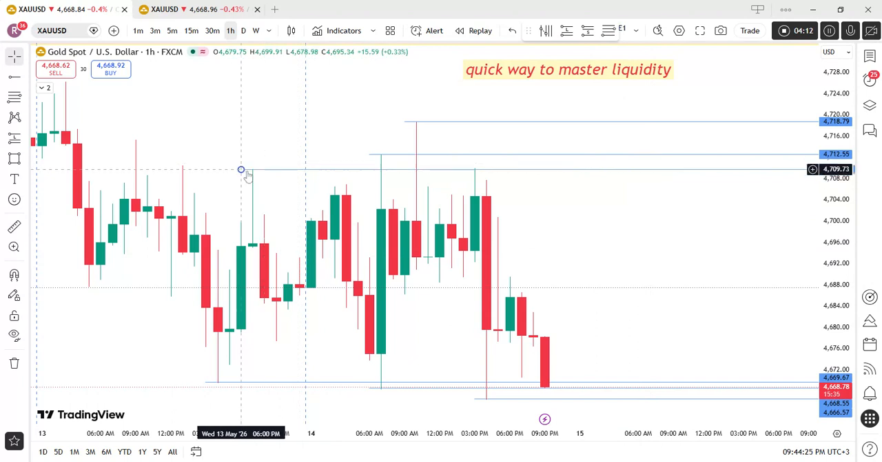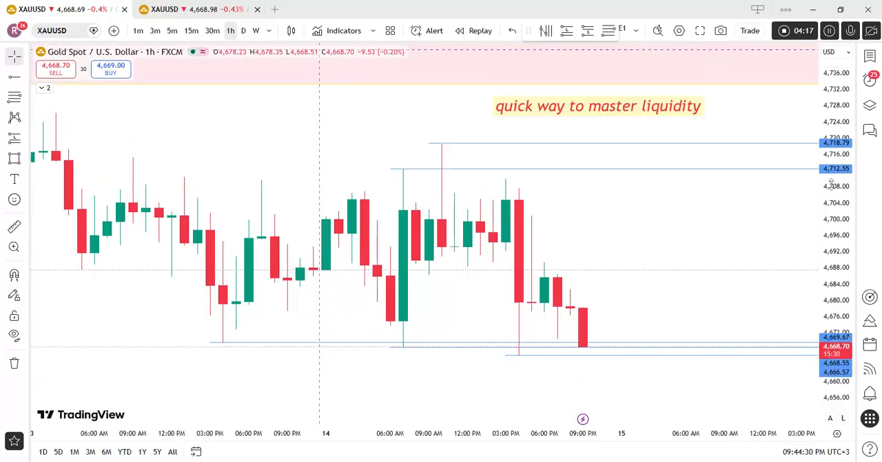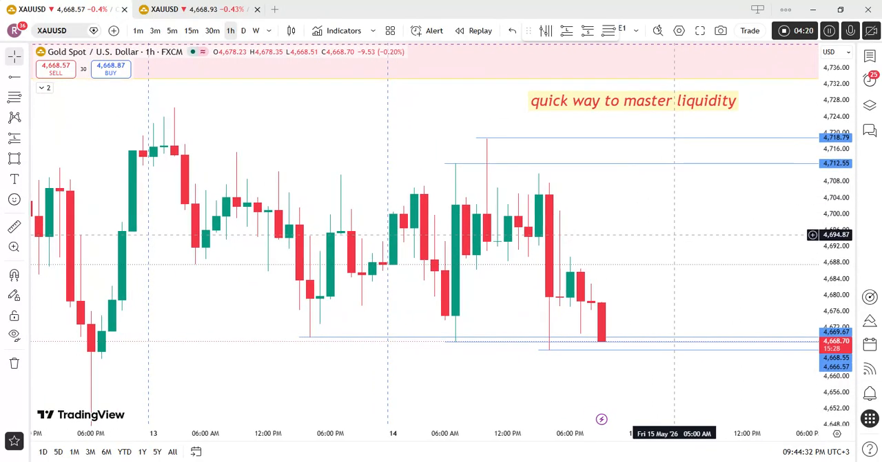So how can we trade liquidity properly? This is how you do it. First of all, mark your sessions. You can work with all session highs. You can work with all the previous day highs and lows.